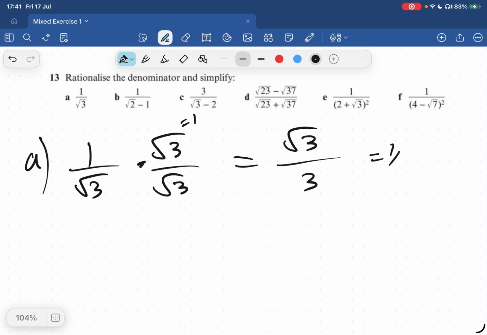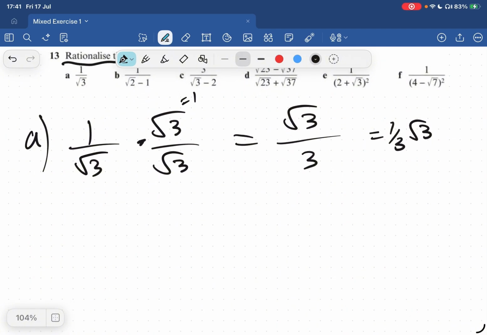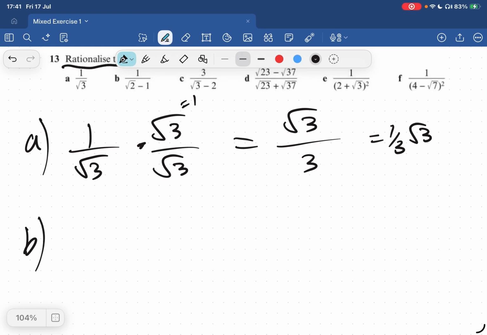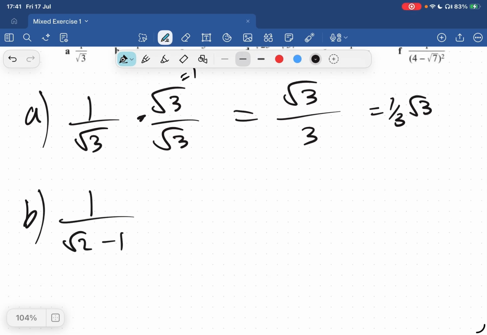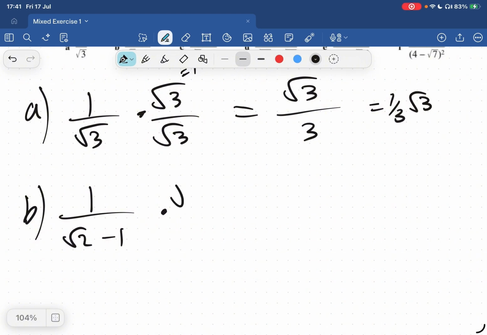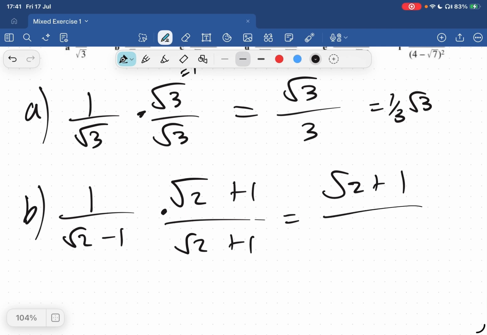Okay, so this is a third root 3, hence we rationalize the denominator, which means there's no more square root on the denominator. Okay, let's pick it up for the next questions. 1 over root 2 minus 1. Well, here to rationalize we're going to times it by root 2 plus 1. And we'll see in a second how that is helpful.